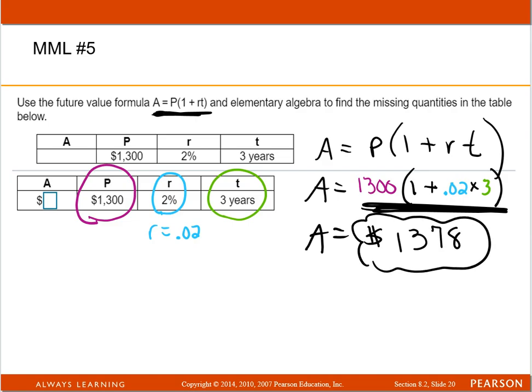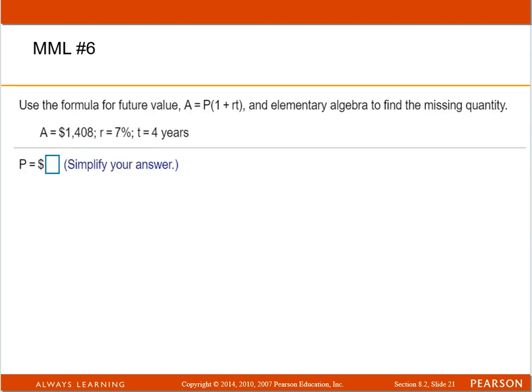So, like I said, this is a very heavy calculator chapter. So you must become one with your calculator. All right, that's number 5. Now, number 6, same thing. Use the formula for future value, which is A equals P times (1 plus RT), to find the missing quantity.